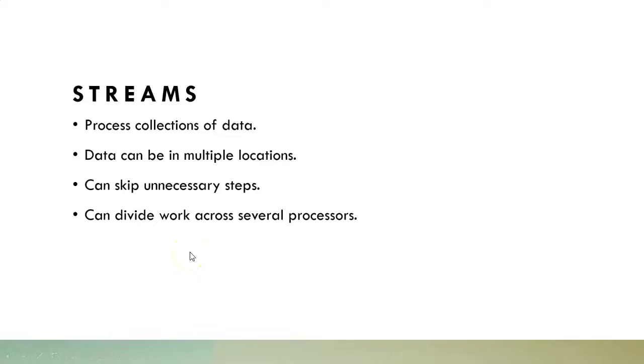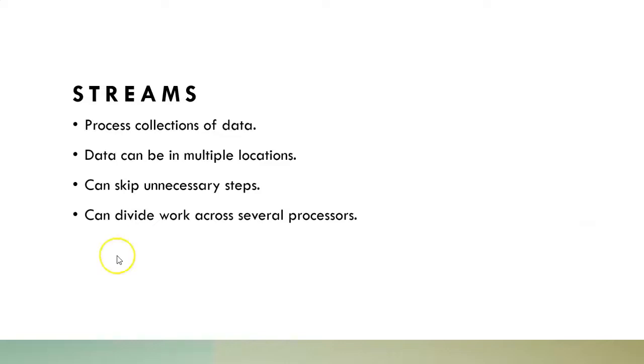So streams process collections of data, and the data can be in multiple locations. As a matter of fact, the stream doesn't actually own the data, it just makes the data available from another source. Nice thing about stream is that it can skip some unnecessary steps. If you say something like limit, it will go up to that many items and then stop processing. And also it can divide work across several processors, or in other words, work in parallel, which is a really efficient way to maximize our compute.